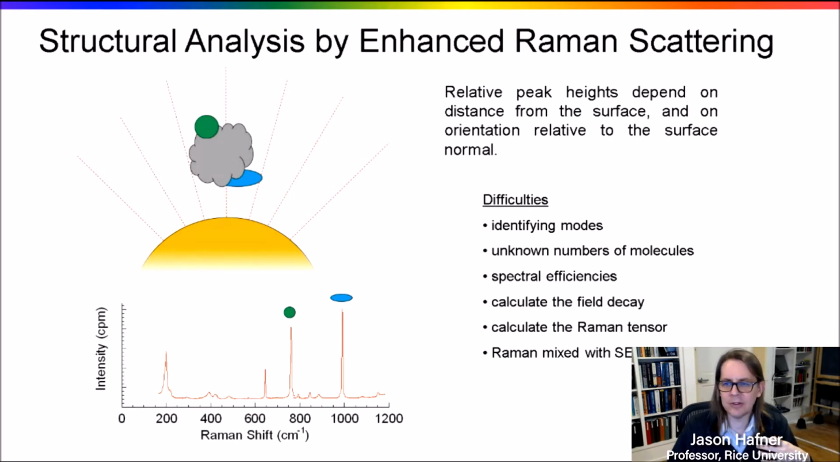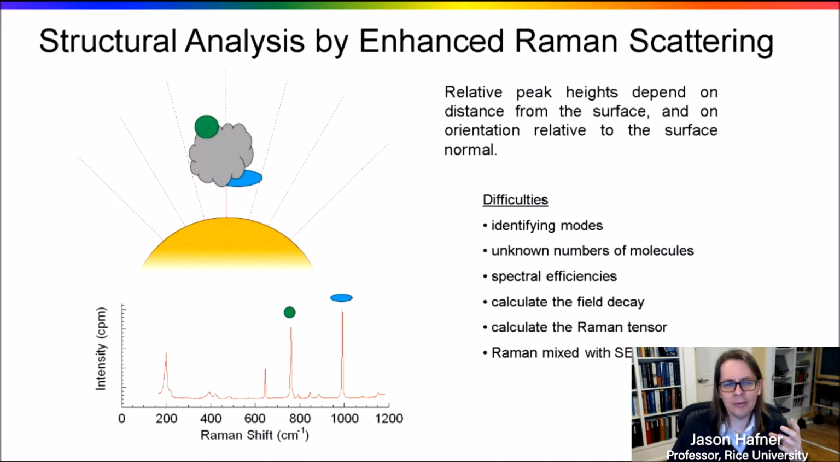Okay, so the gray is just the cloudy, it's just the molecule. The green and blue are specific parts of the molecule that are vibrating. And then the spectrum shows you, say we have a peak that we know is due to the green vibration, and another peak is due to the blue part vibrating. So in principle, the relative heights of those two peaks in that spectrum could tell you which one is closer to the surface, but it could also tell you how they're oriented with respect to the surface.